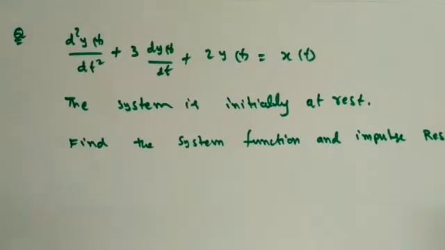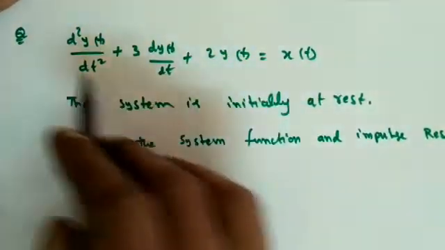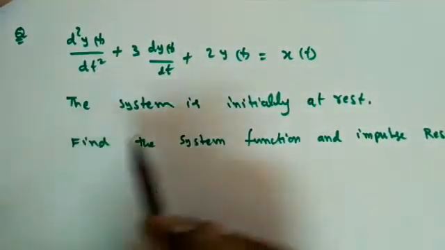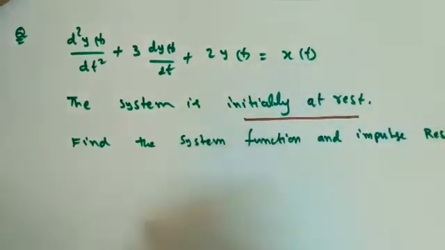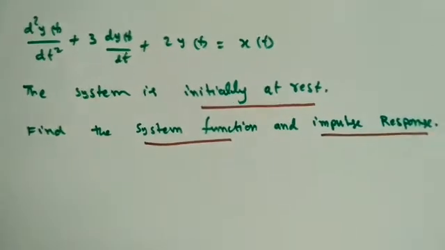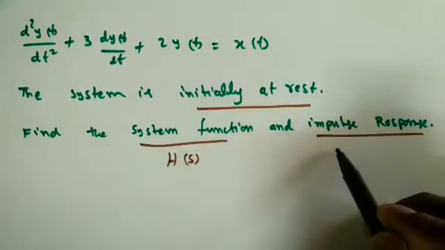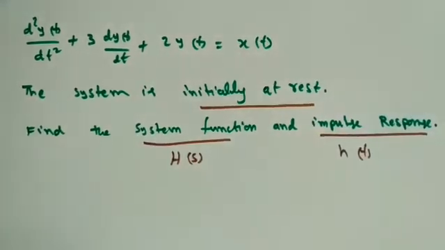Now we'll try to solve this question, in which a differential equation is given. The system is characterized by the differential equation and the system is initially at rest. So find the system function and the impulse response. The system function is nothing but H of s. Impulse response is nothing but h of t.